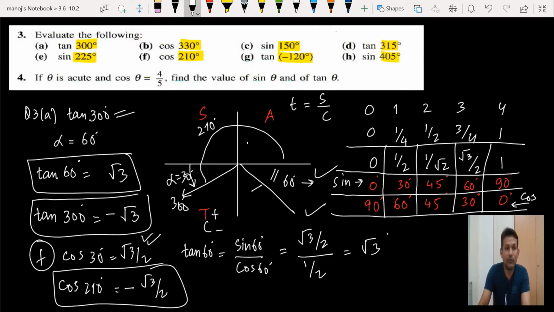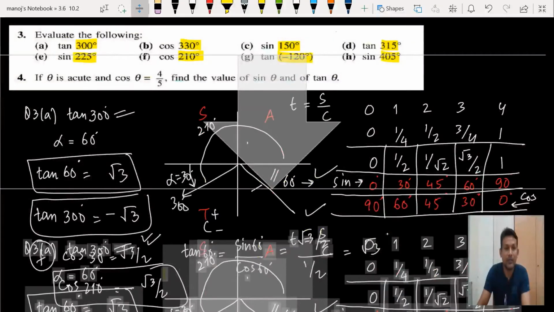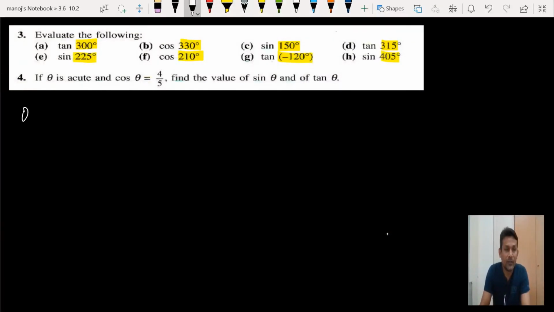So now I want to move to question number 4. Question number 12 is the most important part, so I have to move there. This type of question is very simple, and I will make one more video on this when I do the past paper questions. This is most important: cos theta is 4 upon 5. How do we handle this question?